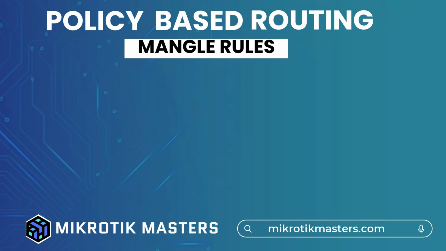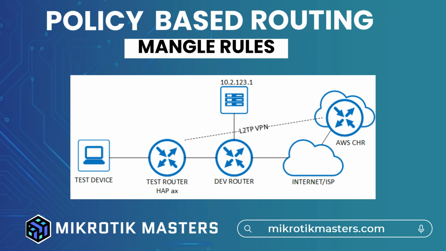This is probably slightly more scalable if you want to have multiple devices connecting and easily managed, rather than creating the individual rules for each device or network. But yeah, the topology is the same. We've got a HAP AX, sorry, which is connected to a machine which I'm on right now. We're routing out to the internet across my development network, but we've also got an L2TP VPN set up, and that's going to connect to an AWS CHR, and that's going to be where we're going to route this device's traffic to, but without affecting other devices on the network.